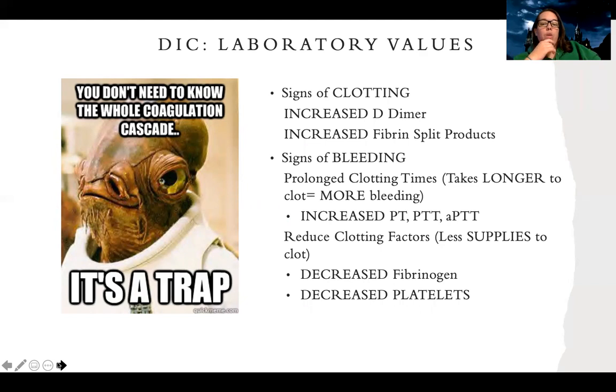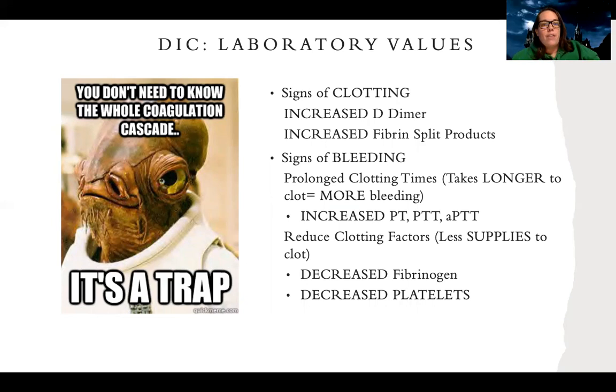And then, as I just mentioned, there's reduced clotting factor. When I'm looking for all the pieces that make a clot, like platelets and fibrinogen, those are going to be low. So all of the things that show me a clot is present are up. All the things that show me I'm at high risk for bleeding are up. But everything that shows I have what I need to form a clot is down.